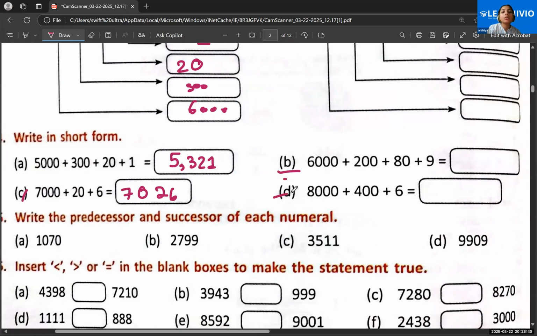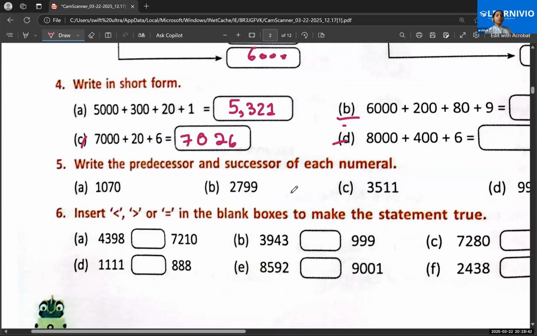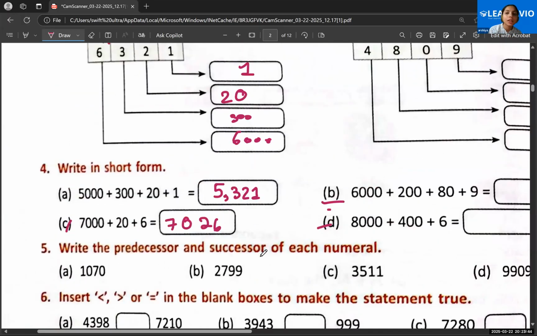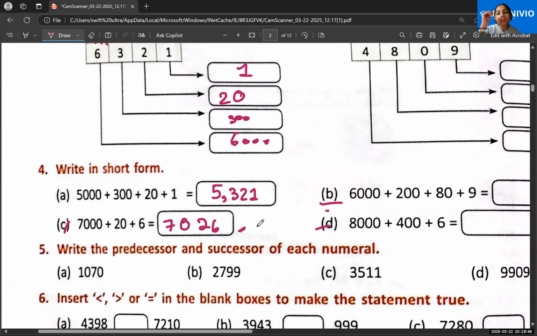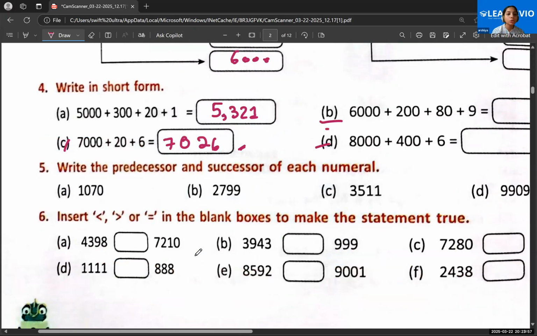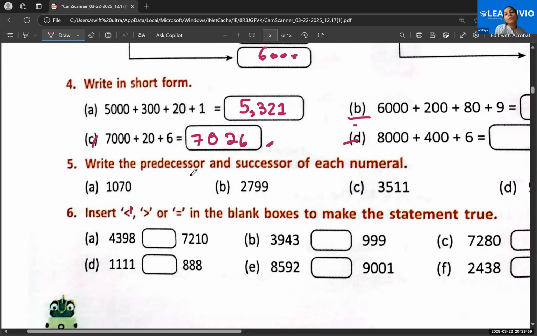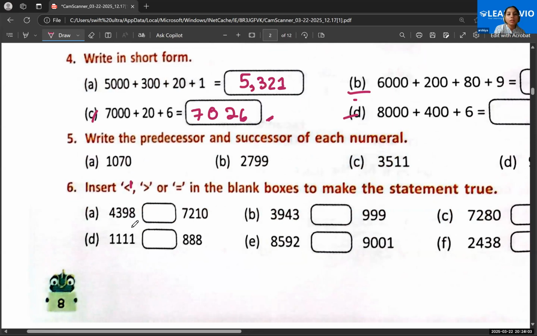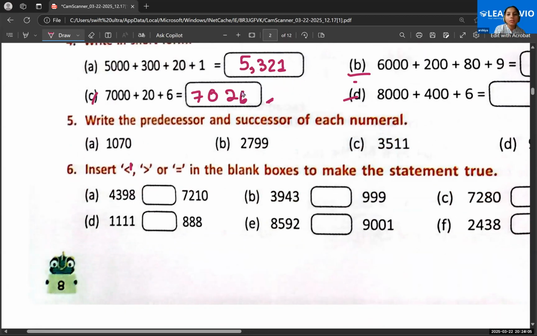Now, have you written till here? Are you writing with me or should I scroll up? I'm done. It's easy. Okay, got it. Now, question number 5. This also you will be able to solve easily. You have to write the predecessor and successor. I'll share a different screen so that you've got more space.